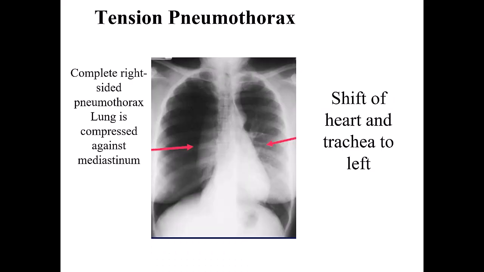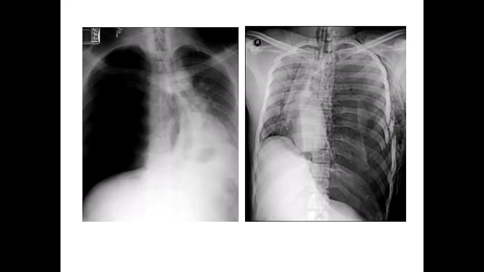This image demonstrates a complete right-sided pneumothorax where the lung is compressed against the mediastinum. It is shifting the heart and trachea to the left. Here we see two images of a pneumothorax. On the one to the left, the right lung is collapsed, pushing everything to the left. On the image to the right, it's just the reverse. We have fractured ribs, and the left lung is collapsed, pushing everything to the right.